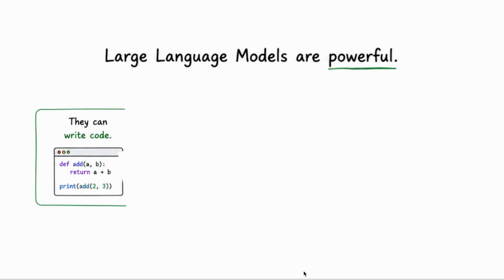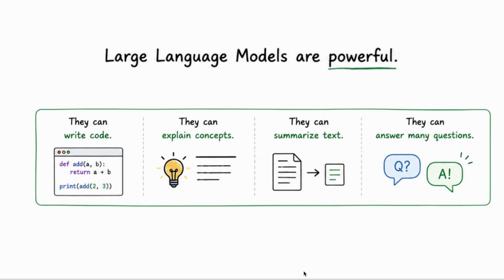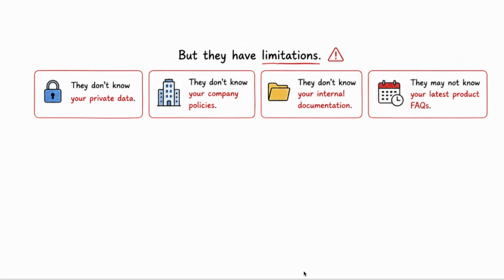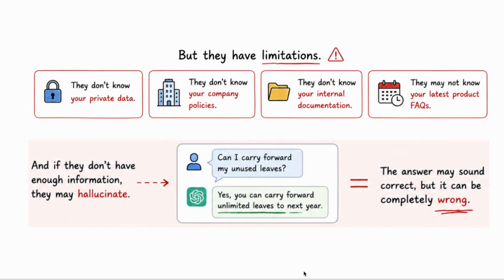Large language models are powerful. They can write code, they can explain concepts, they can summarize text, but they have limitations. They don't know your private data, they don't know your company policies, they don't know your internal documentation, they may not know your latest product FAQs, and if they don't have enough information, they may hallucinate. That means they may generate an answer that sounds correct but is actually wrong.